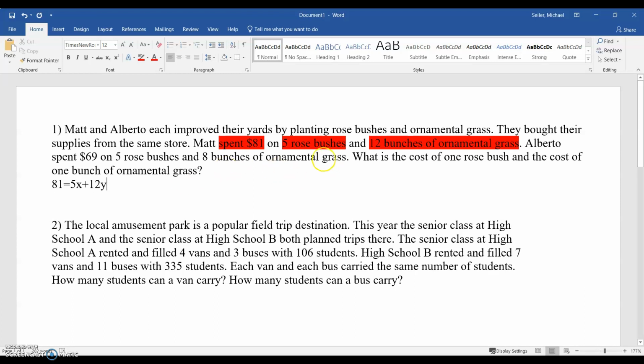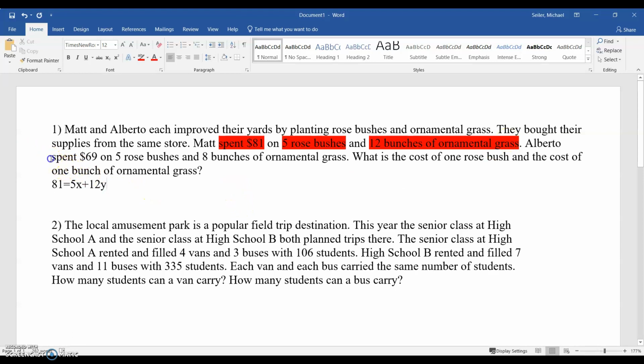Now, the big thing is that since my rose bushes were my x variable, when I'm setting up Alberto's equation, the cost of his rose bushes has to be the same. Same with the ornamental grass. Whatever variables we use for those has to stay consistent throughout. It'll be pretty easy today, but tomorrow we'll see that's going to get a little bit harder.